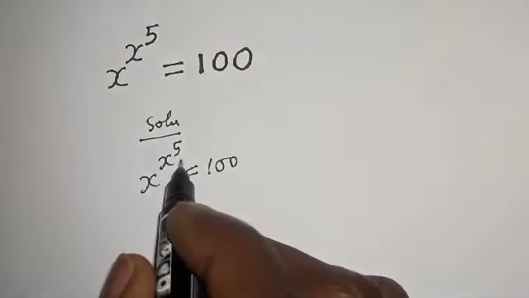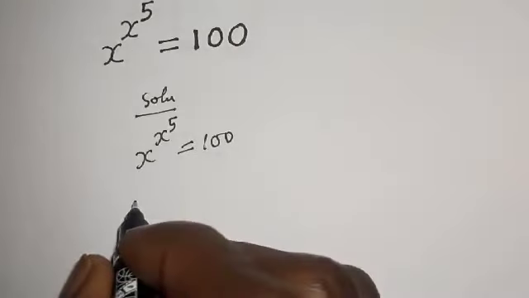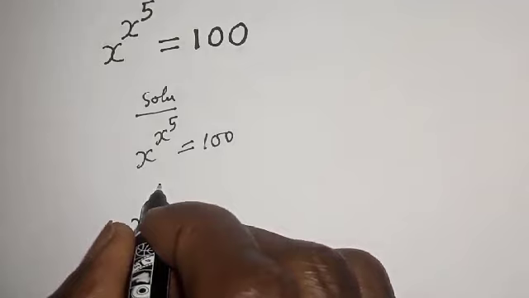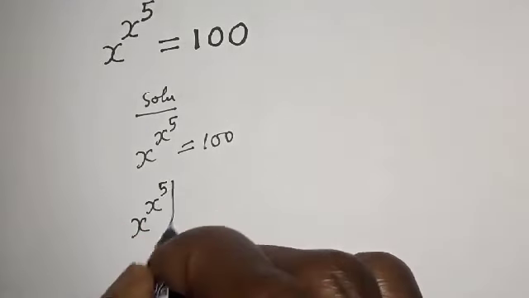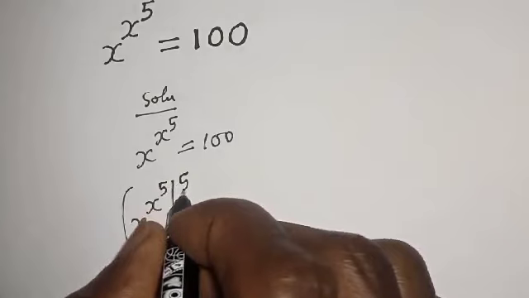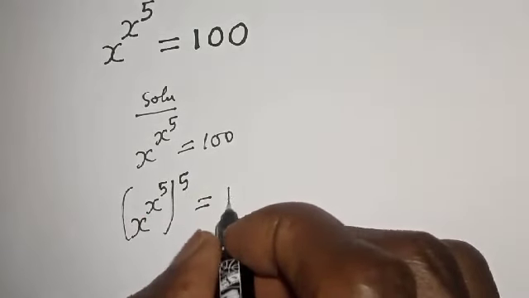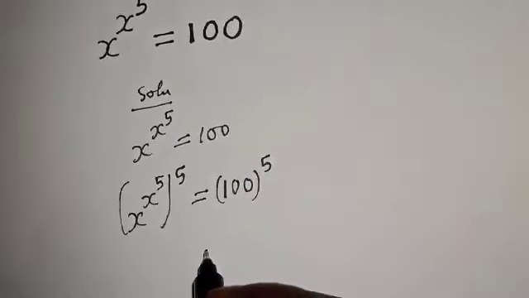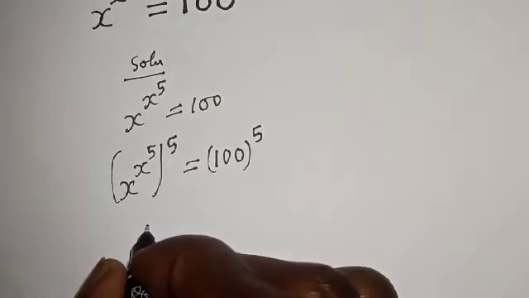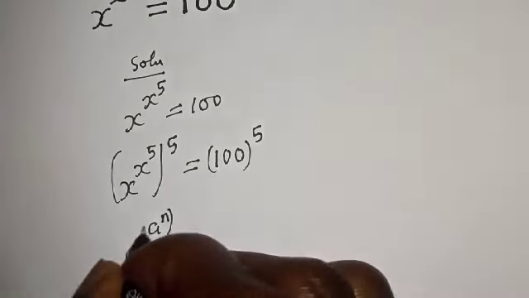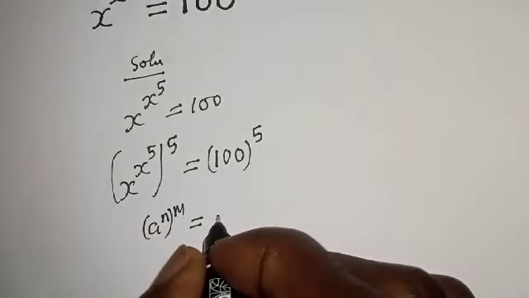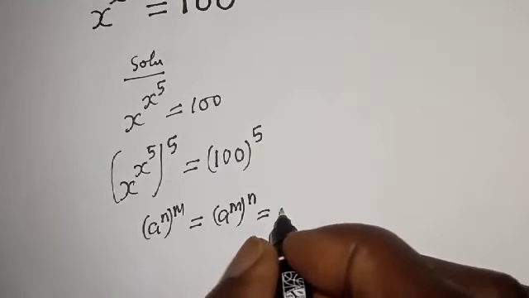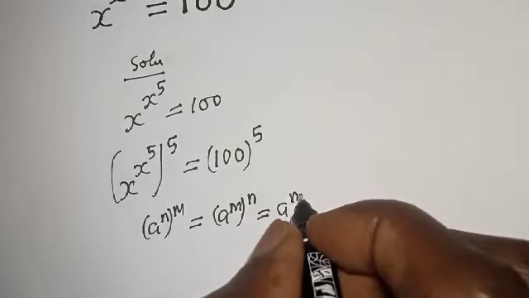Let's multiply the exponent of both sides by 5. That is, s raised to power 5 to the power of s raised to power 5 is equal to 100 to the power of 5. Note, a raised to power n to the power of m is equal to a raised to power m to the power of n. This is equal to a raised to power n m.